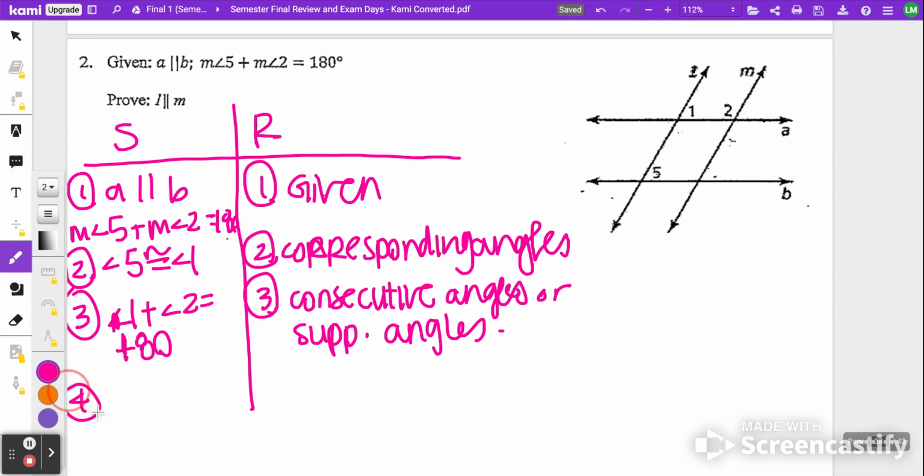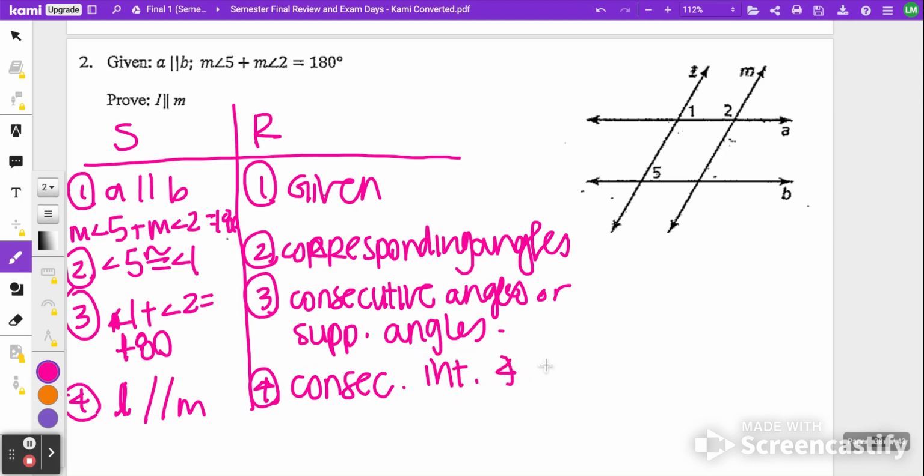Then, because we have these written here, you can now prove that L is parallel to M using the consecutive interior angles converse. Okay.